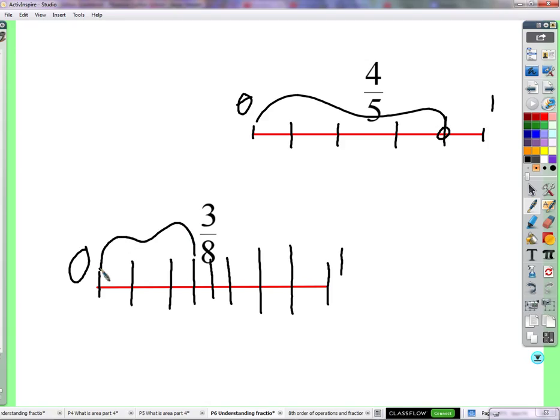And then add a circle. I don't have to add a circle. No, we don't have to add a circle. I'd like circles though. Well, we just did that. Okay. So, 3/8. I'll put the 3/8 there. The 4/5 right there.